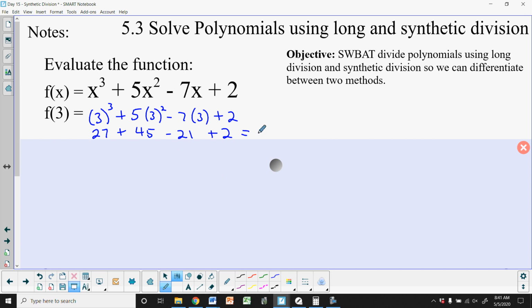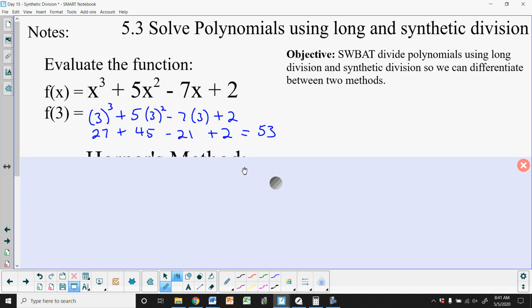72 minus 21 would be 52. And then 52 plus, or no, 72, 51, whoops, 51. And then 51 plus the 2 gives us 53, and I should write a 53 here instead of 51. All right, so we get 53 when we substitute this 3 into this function here, 53.